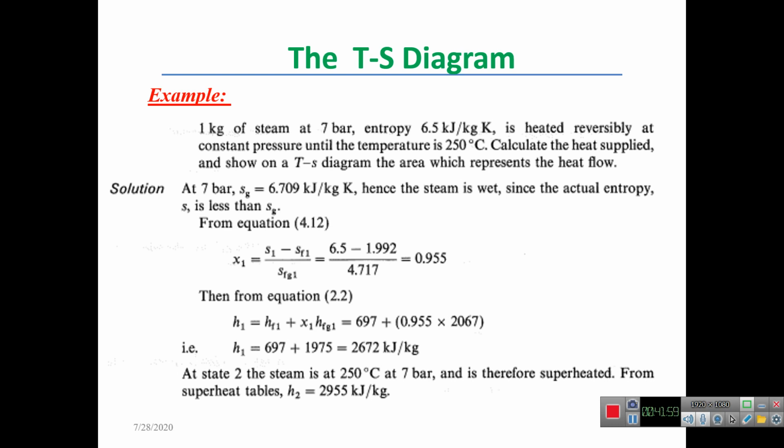Now, this means the steam which we are dealing with is actually a wet steam because it has not reached the dry saturated vapor line. Otherwise, its entropy would have been 6.709 or higher. If the entropy is higher than that at that pressure, then we are outside the wet region. But since the entropy of the fluid is 6.5 and the dry saturated entropy at this 7 bar pressure is 6.709, then we can say that the steam is actually wet. It's a wet steam.